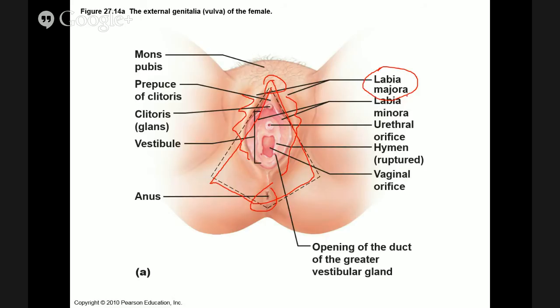In between that, we have the labia minora. So that's the vestibule between the labia minora. You can see that we have the urethral orifice. This is for urinary purposes, and then this is for reproductive purposes. This is the vaginal orifice.